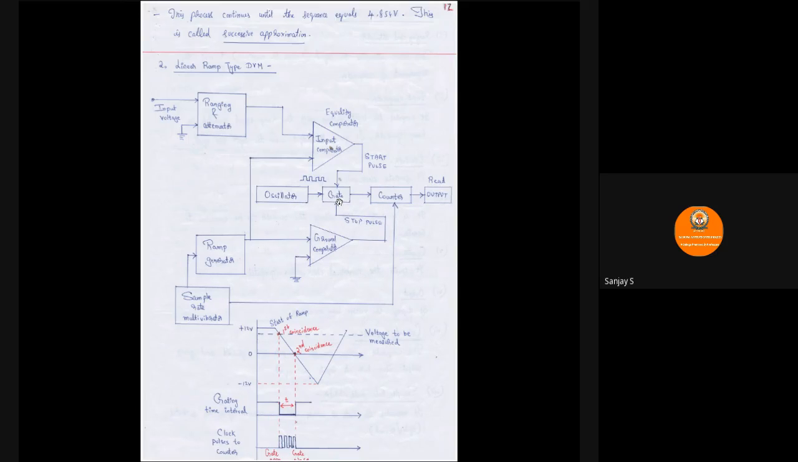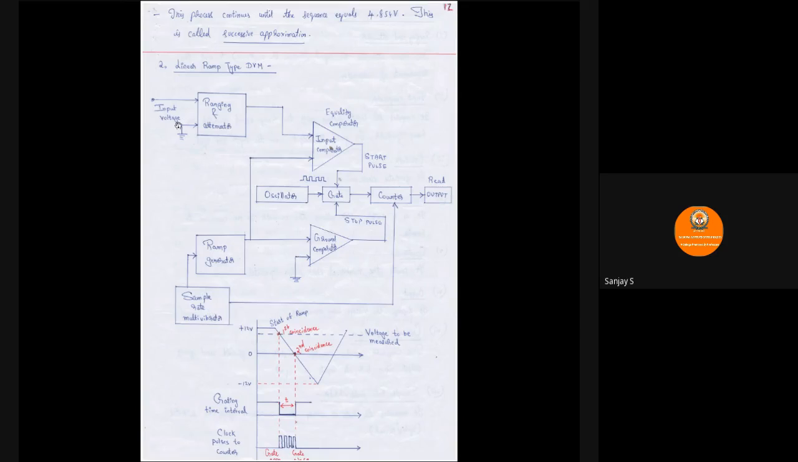Gate acts like a switch in between. So whenever the gate is triggered, oscillator clock pulses will be driven to the counter. Otherwise, it will be blocked. And the counter is going to count the number of pulses and it will be given to the output. And here we have a ramp generator. Continuously, a ramp signal will be generated by the ramp generator and it will be fed to the ground comparator. And the number of cycles initiated will be monitored by the sample rate multivibrator.